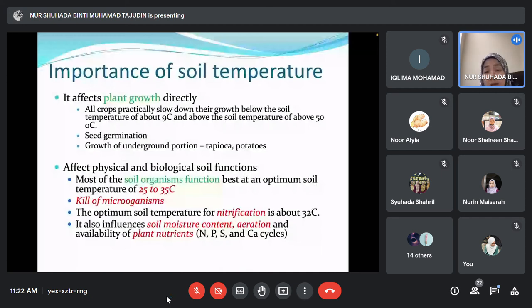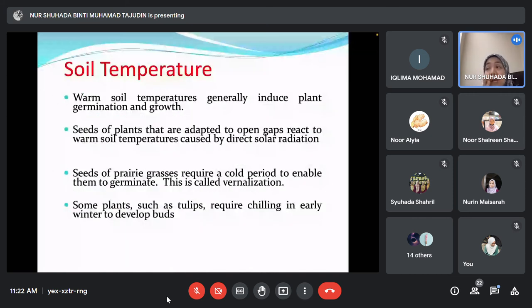If there are no microorganisms, the nutrients cannot be changed to an available form. Warm soil temperatures generally induce plant germination and growth. Seeds of plants adapted to open gaps react to the warm soil temperature caused by direct solar radiation, meaning they need the heat to germinate and also grow.